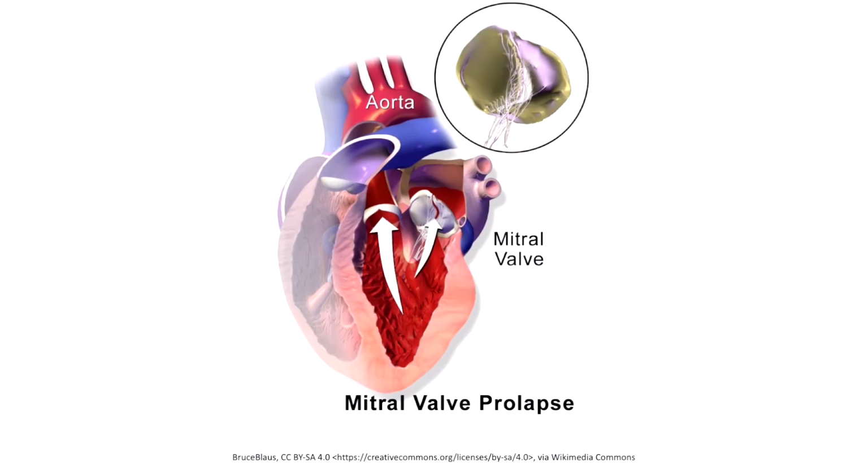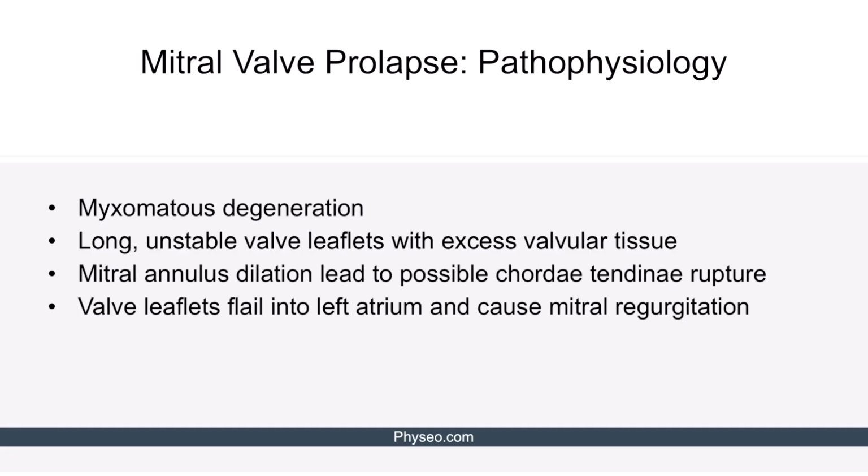Here we see an image of mitral valve prolapse. As you can see, the arrows represent the flow of blood during systole as the heart contracts. The mitral valve then is flailing or billowing into the left atrium during systole. Keep in mind, this can occur due to damage to any part of the valvular apparatus, including the chordae tendineae or papillary muscles. Let's talk a bit about the pathophysiology of mitral valve prolapse.